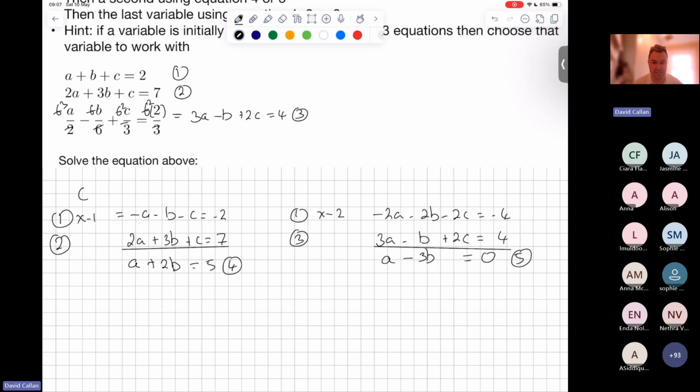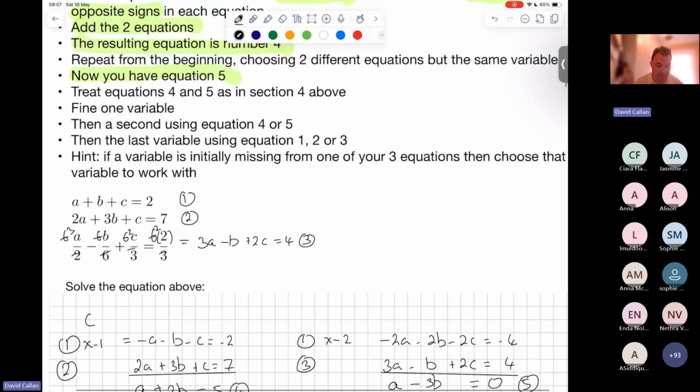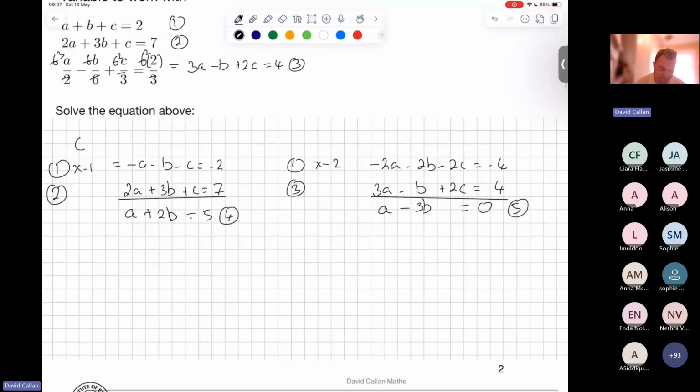And so that's your nice little warm up so far, just to dust off some of those cobwebs. So once you have equation 4 and 5, you're going back to your junior cycle type of study on these. So let me go back to the notes there. Treat equations 4 and 5 as in section 4 above. That would be an earlier section in my notes there. And then find one variable. Okay, so off we go there.